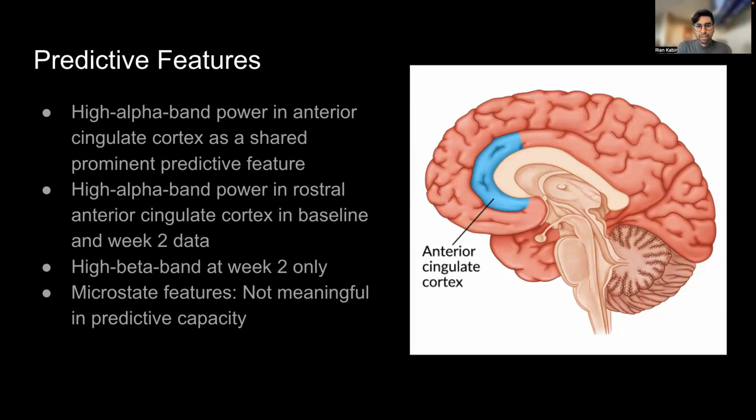In terms of secondary features, spectral power features with specific bands showed some predictive capacity. High alpha and middle beta bands were prominent in baseline and at week 2 data. Theta and low beta bands were notable in early change features. So this is the 2-week data that we're collecting. And interestingly enough, the high alpha band power in the anterior cingulate cortex was a significant predictive feature for predicting a treatment response to escitalopram.